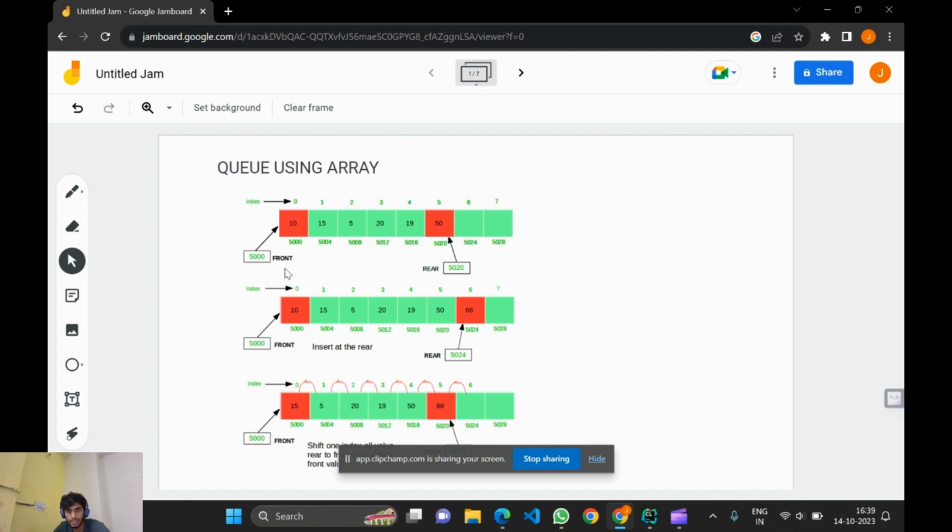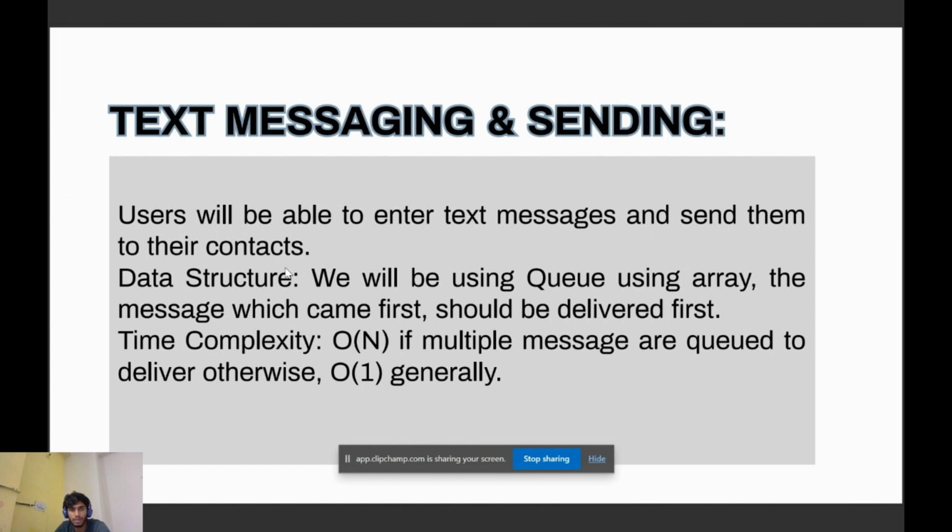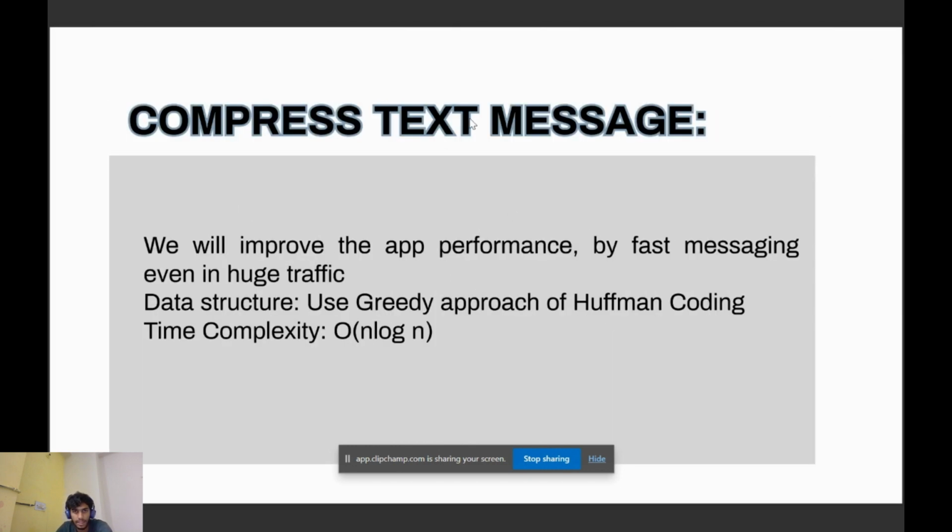So the next feature is compressing the text messages. As you know, when we send a large amount of messages or content, it takes time for loading and sending. So in order to improve the speed and the app performance, we use compressed text messages, where we compress the messages and send them, which improves the performance of the app and reduces the traffic.